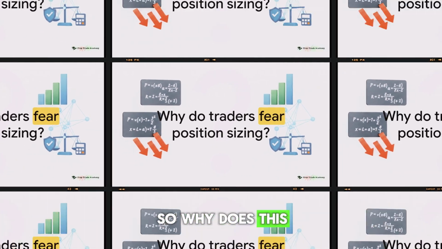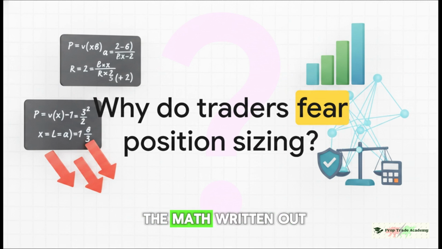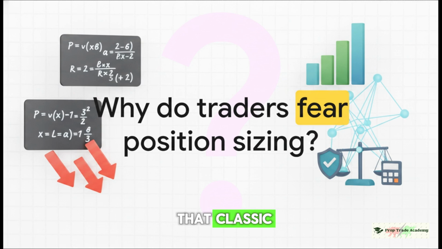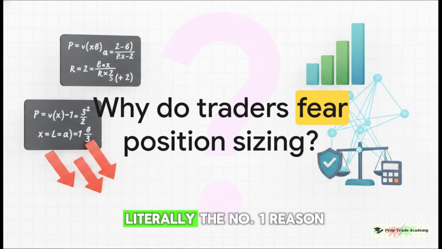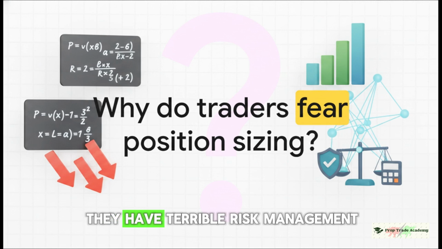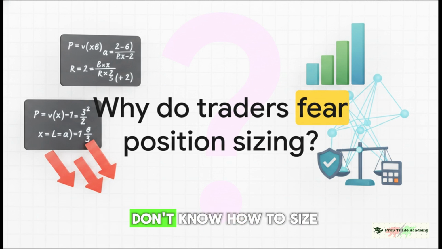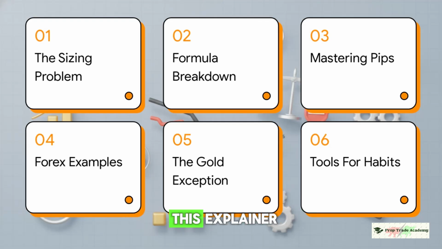So why does this topic cause so much anxiety? Well, when you see the math written out, it looks super intimidating, right? It kind of triggers that classic math anxiety for a lot of folks. But here's the reality check. Getting this wrong is literally the #1 reason traders blow their prop firm challenges. They have terrible risk management, not because they're bad traders, but simply because they don't know how to size their positions correctly. Here's our roadmap for this explainer.